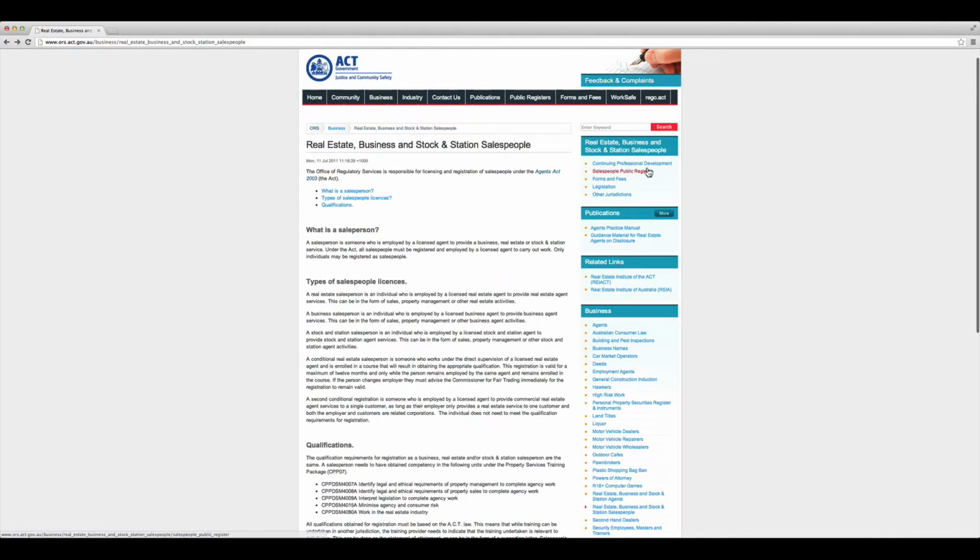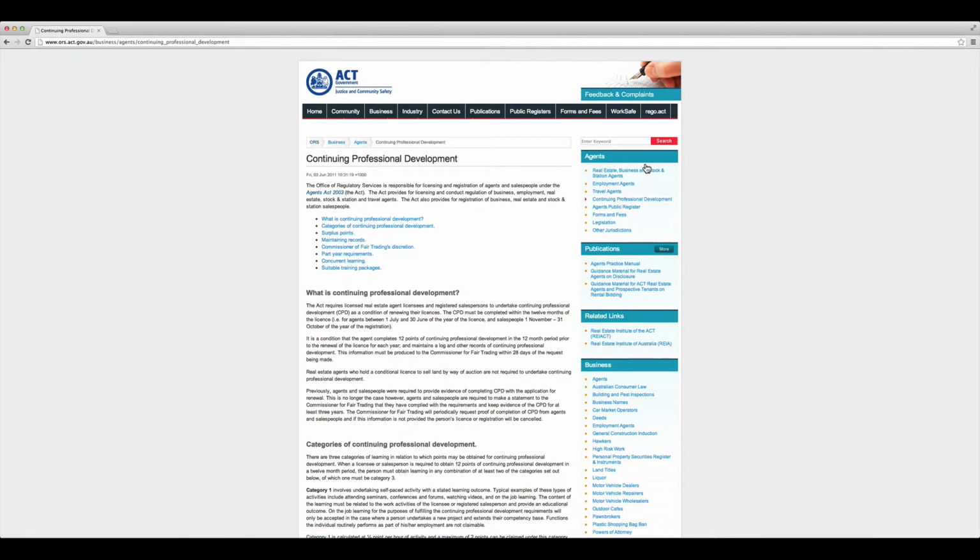And an important one, which is continual professional development. Now, continual professional development is required by law. And once you have been registered or licensed in the ACT, on an annual basis, you are required to undergo specific training. This will actually outline what that training is. You're required to achieve 12 points in a 12-month period and keep a log of that.